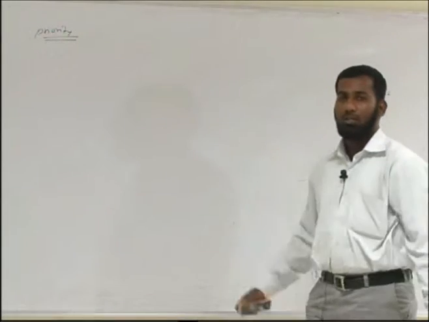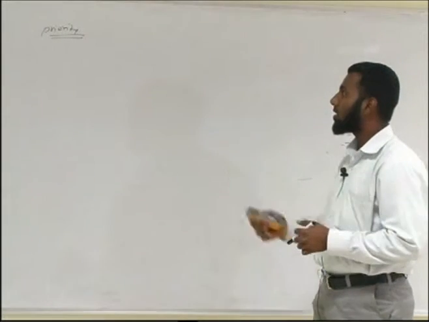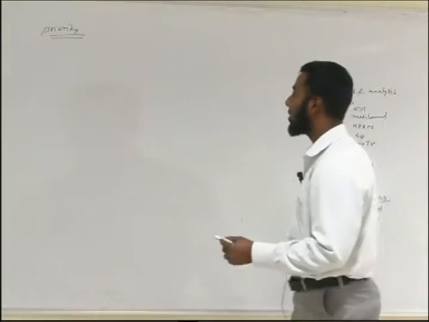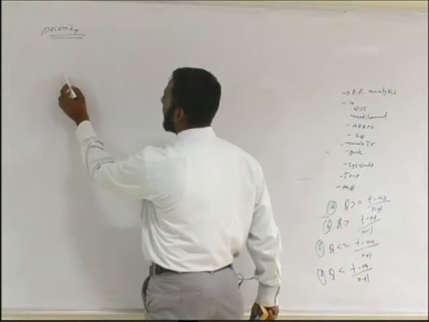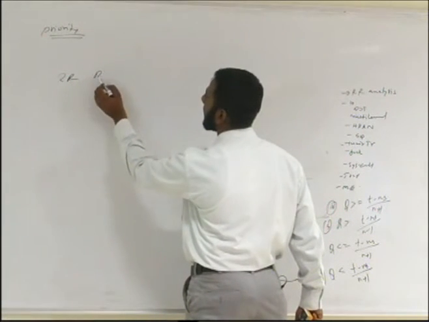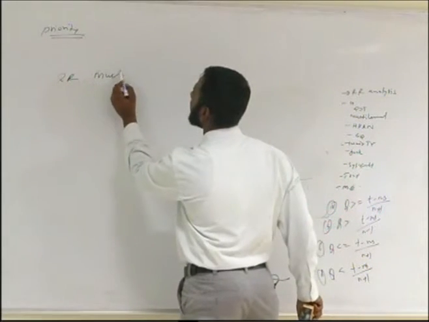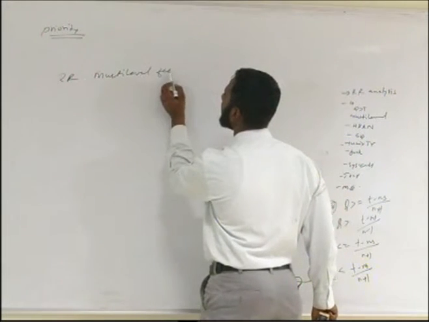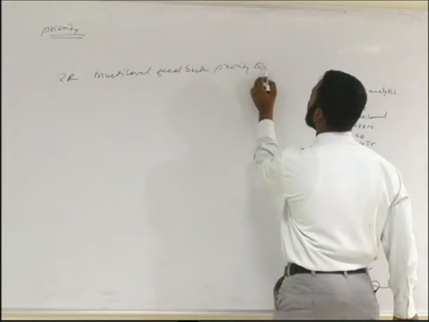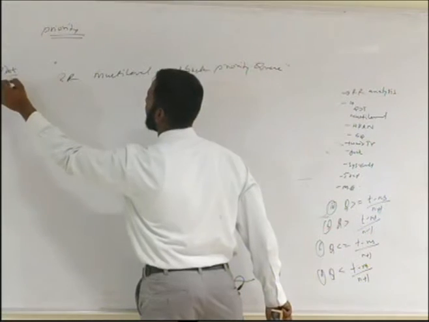Now, the traditional Unix operating system doesn't use any specific algorithm. It uses a mix of many algorithms. For example, the traditional Unix operating system uses round robin, multi-level feedback with priority queues. This is the algorithm which is followed by the traditional Unix system.